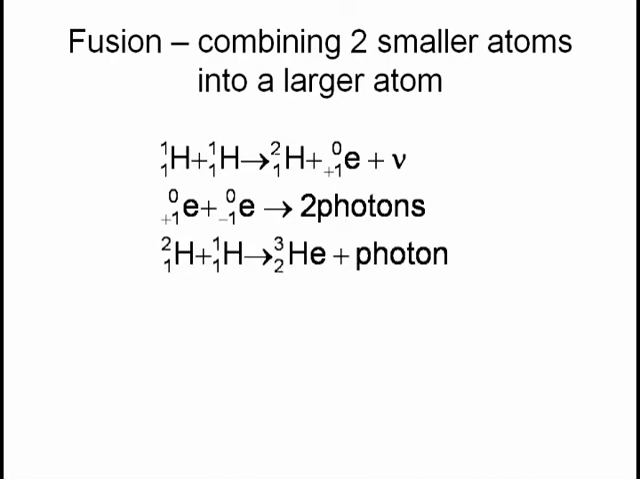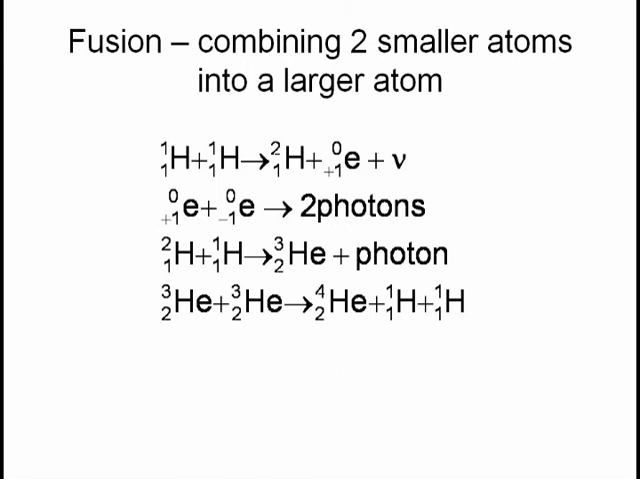Our next step is we're taking the heavy hydrogen atom, the deuterium, and combining it with a new hydrogen, which makes a light helium. The helium has two protons and one neutron instead of two neutrons, and also another photon is given off. If we go through this whole process a second time, we'll end up with two helium atoms, and those two helium atoms can combine in the last step to make a normal helium atom, and we get two hydrogen atoms back out of it. And we get two hydrogen atoms back out again.